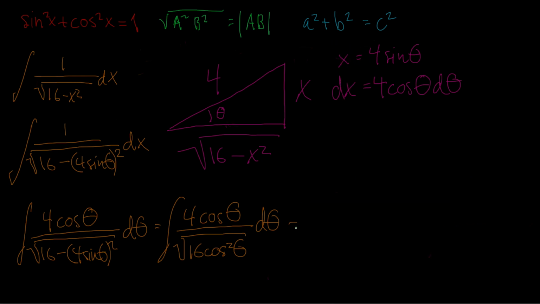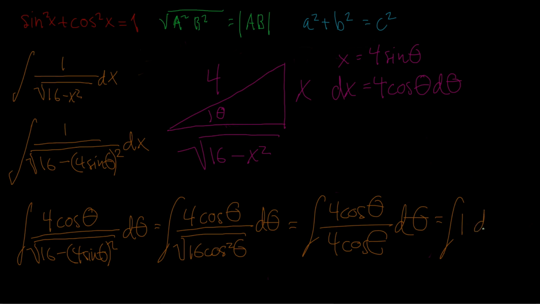Because I can now rewrite my integral as just 4 cosine theta over 4 cosine theta, d theta. All we did here was we said, okay, 16 is 4 squared, so our 4 is our a, and cosine squared theta, our b, is just going to be cosine, and so the square root of 16 cosine squared theta is just 4 times cosine. That's all we got here. And now this can be rewritten as the integral of 1 d theta, whose integral is going to be theta. And we've almost solved our integral here.